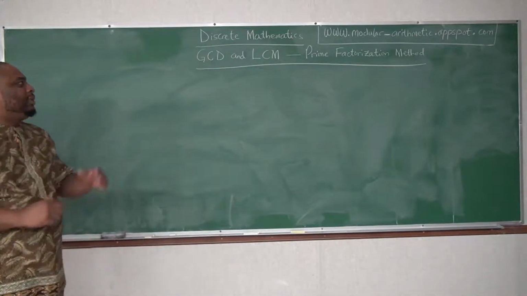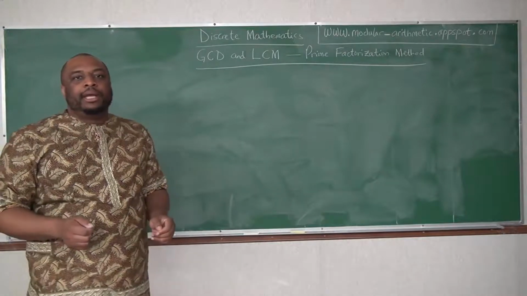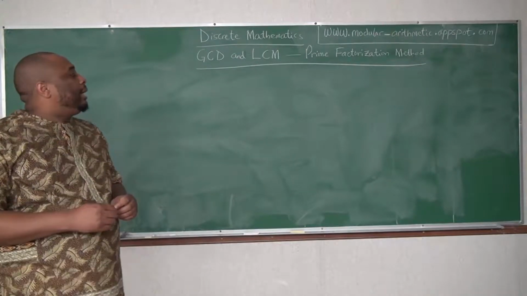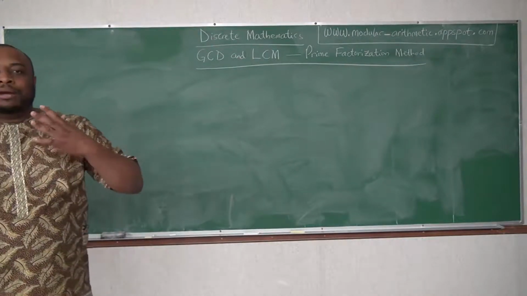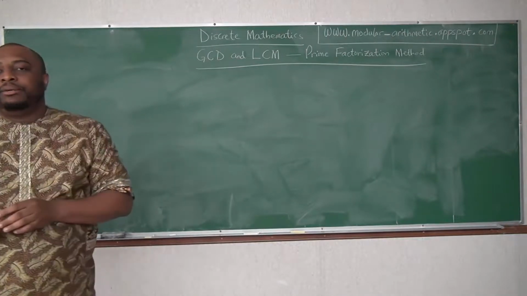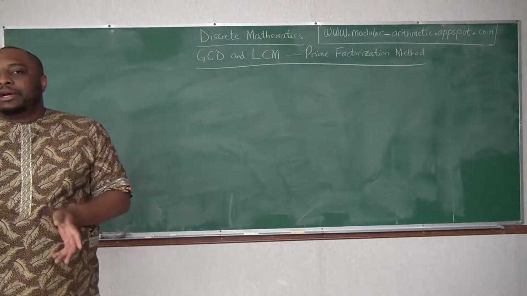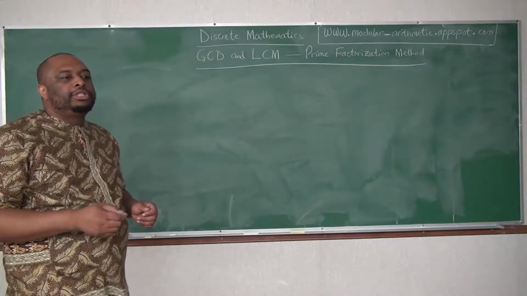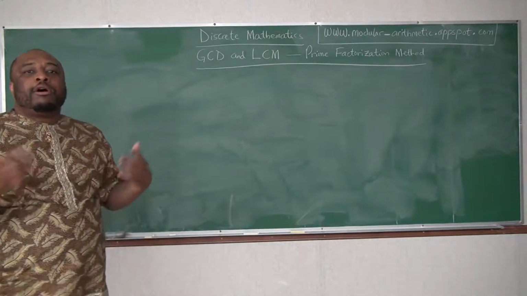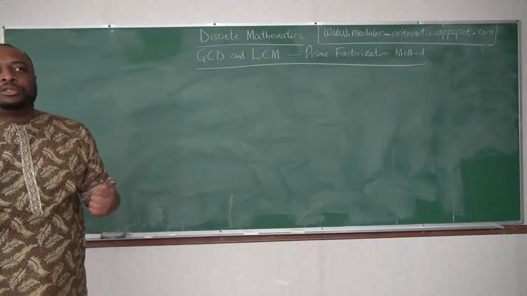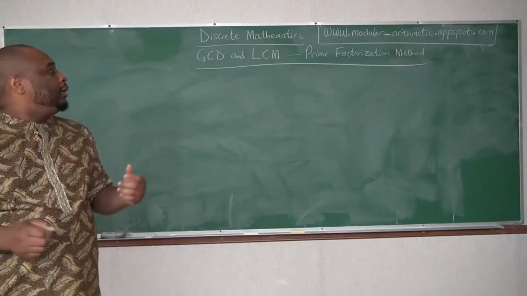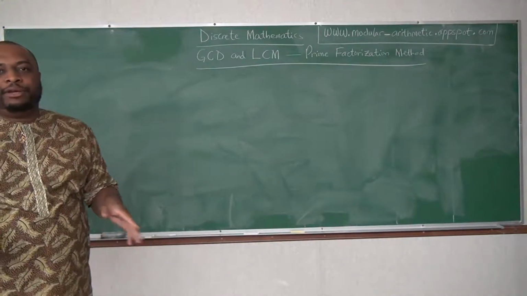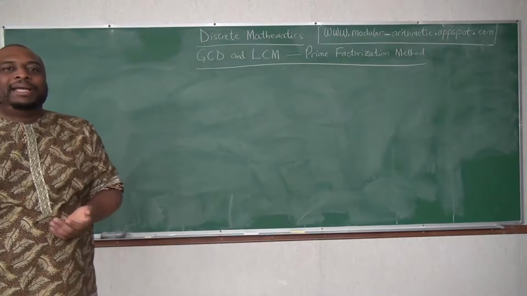In this video session, we shall continue our study on modular arithmetic and algorithms. In this video, we shall calculate the GCD, greatest common divisor, and the least common multiple, LCM, of two numbers, and also of an array of numbers, not just two numbers, more than two numbers, using the prime factorization method.